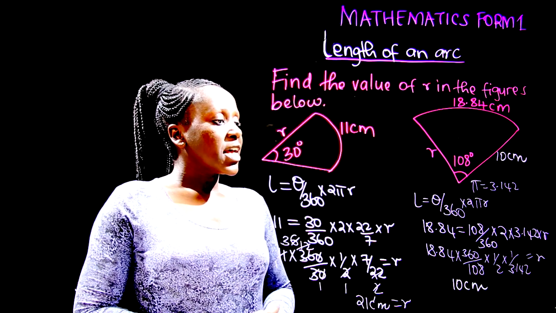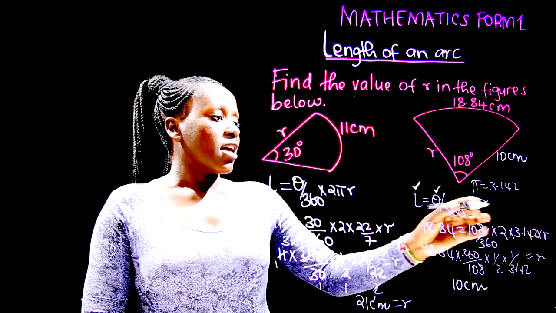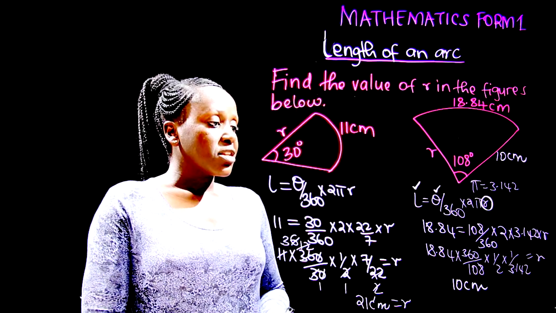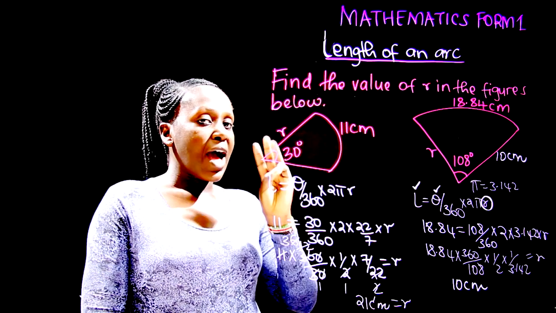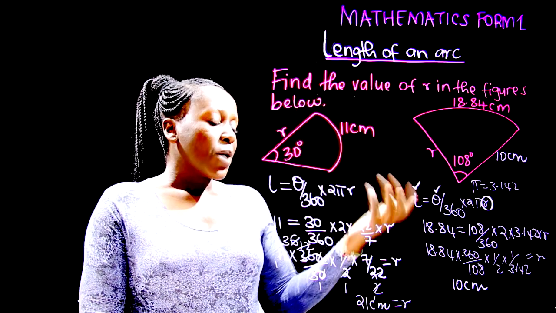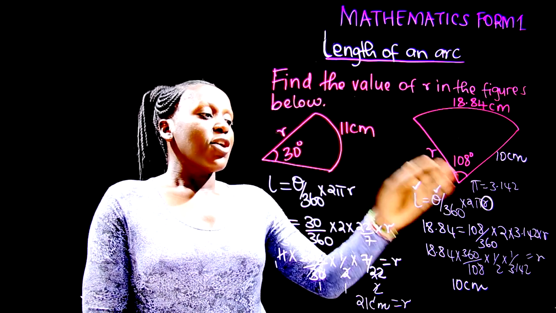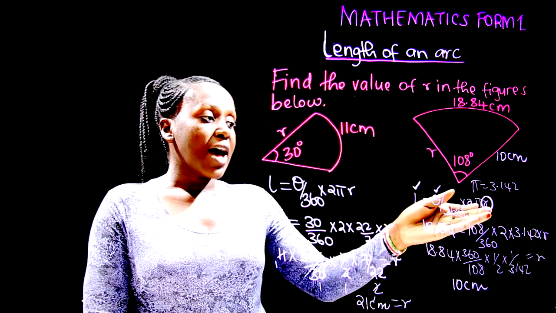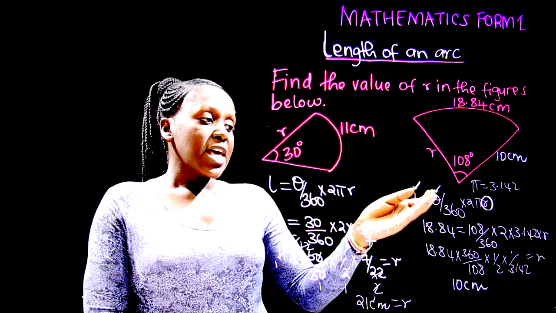So again, you just need to know the value of L and the value of theta, and you can determine the value of r. In fact, whenever you're using this formula, you just need to know two of the three quantities, because we have three unknowns: length, theta, and r. When we are looking for length, we need to know theta and r. When we are looking for theta, we need to know length and r. When we are looking for r, we need to know length and theta.